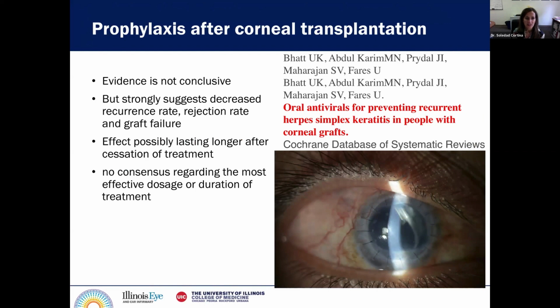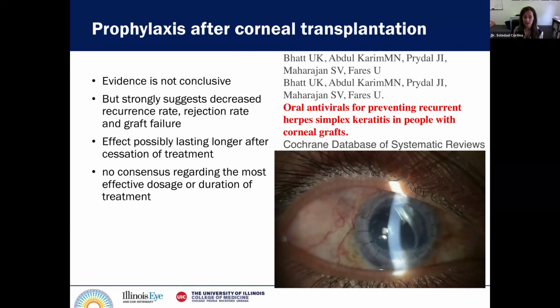What about prophylaxis after corneal transplantation? There have been some studies, particularly this Cochrane database systematic review that looked at oral antivirals for preventing recurrent HSV keratitis after corneal grafting. Unfortunately, the evidence is not conclusive, but it does strongly suggest a decreased rate of recurrence, rejection, and graft failure. They state that the effect of the prophylaxis may actually last longer after cessation of treatment.